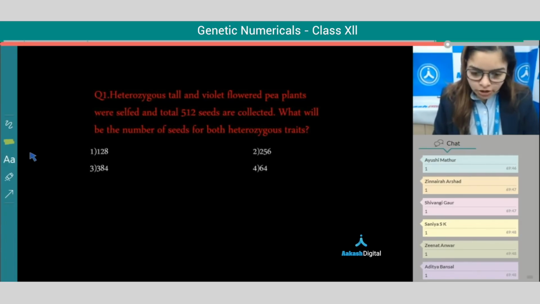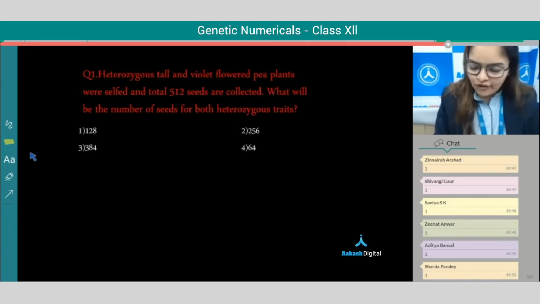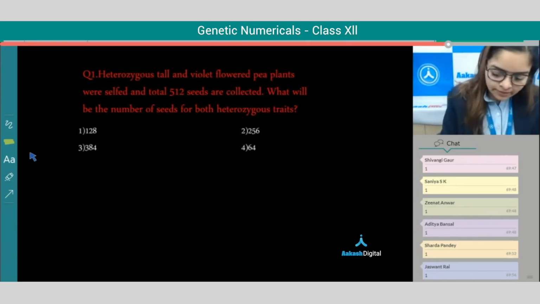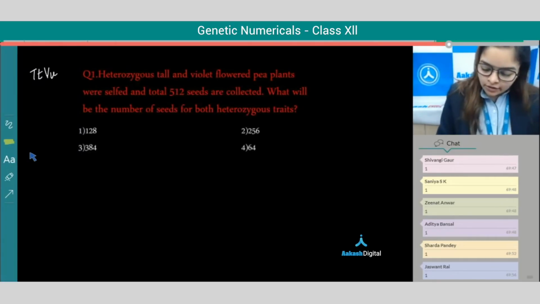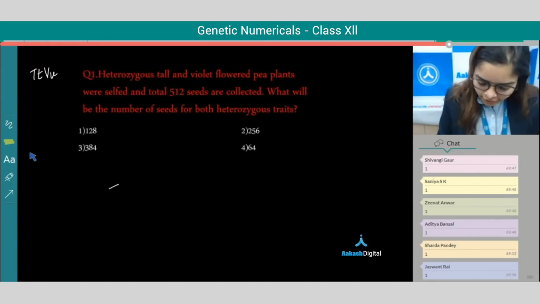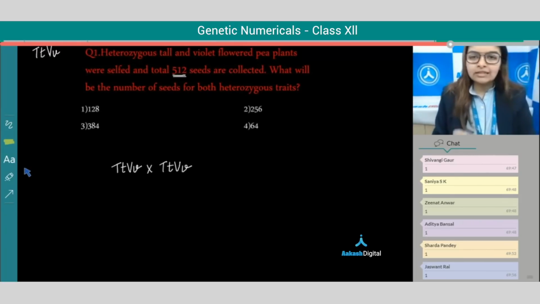Okay, let me do this question here. Heterozygous tall and violet flowered pea plant, as the question mentions, are selfed, and total 512 seeds are collected. So as I said, class, you have to break this dihybrid cross into two monohybrids.